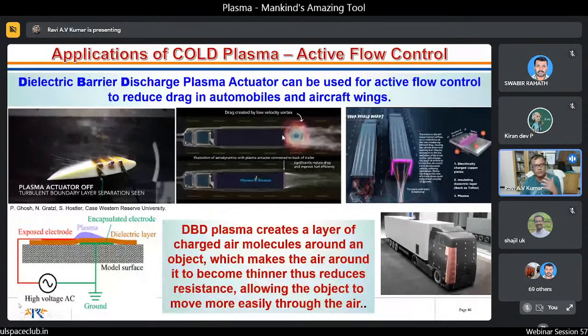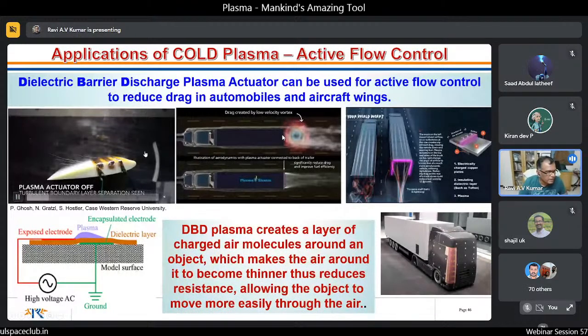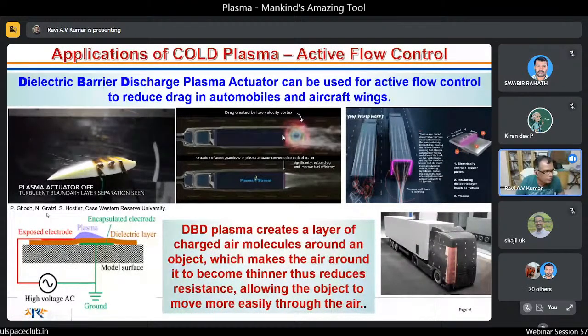So another thing is again active flow control. Plasma can actually control active flow. Let's just watch this video. This is an aircraft wing, and when there is no plasma, turbulence is produced.